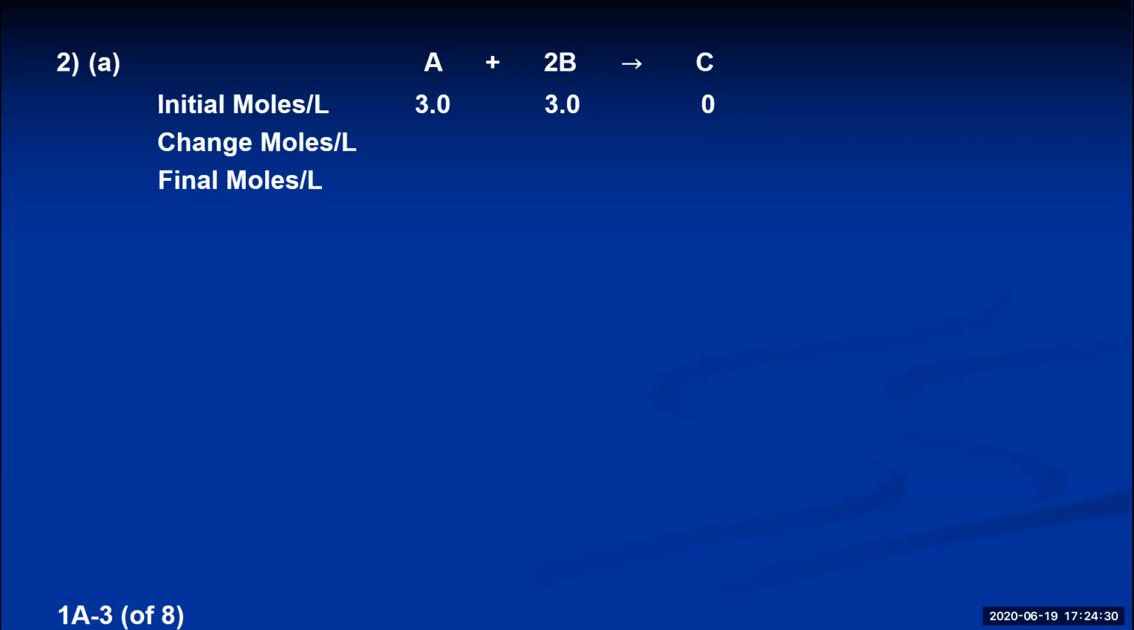If A completely reacts away, that means all 3.0 molar of A would have to react in a 1:2 ratio with 6.0 molar of B. You don't have that amount of B, so therefore A is not the limiting reactant. B is the limiting reactant, so 3.0 molar of B will react away, and that's why I put a negative sign there. It will react with, in a 2:1 ratio, 1.5 molar of A, and because A and C are in a 1:1 ratio, you're going to form, so therefore a positive value, 1.5 molar of C. Adding up the columns, we'll have 1.5 molar of A left, no B left, and 1.5 molar of C created.